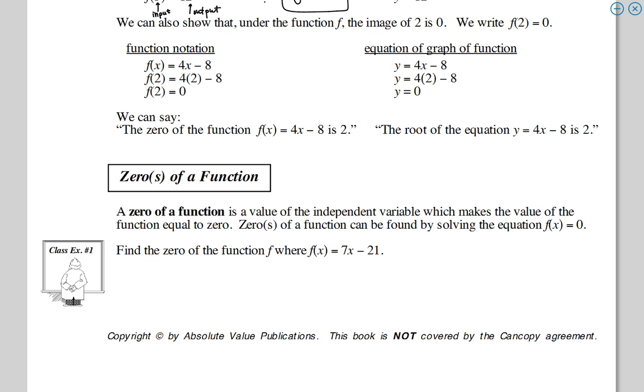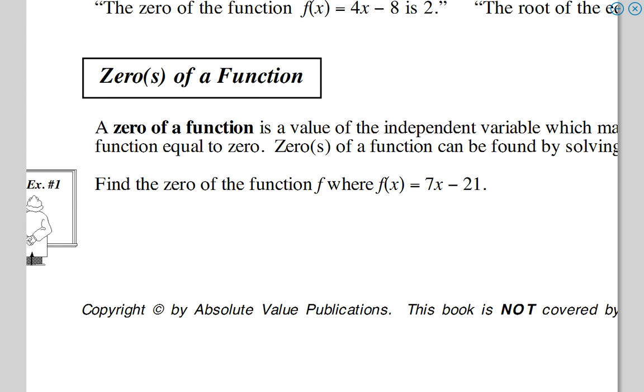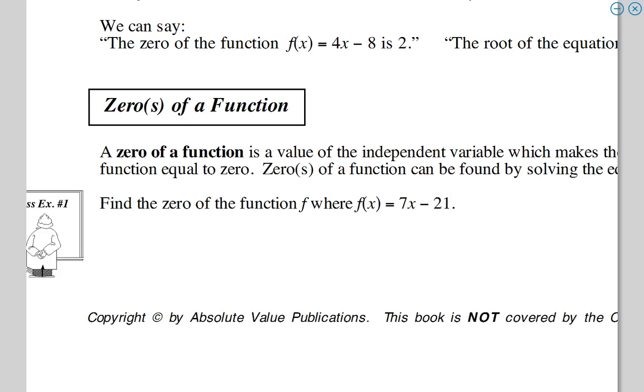Okay, so let's take a look at this thing called zeros of a function. We did this in Unit 4. Do you remember the zero property rule, or whatever it was called? These are going to be called your x-intercepts or your zeros. They have different names for the same meaning.